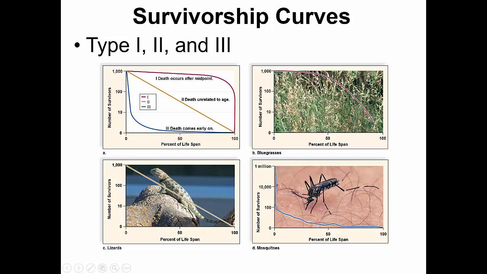Now your book does use fescue as an example of a type 1 survivorship curve organism, which is an interesting choice. But it is a very long-lived grass and is a reasonable example from the plant world. But we'll stick with animals in our examples.